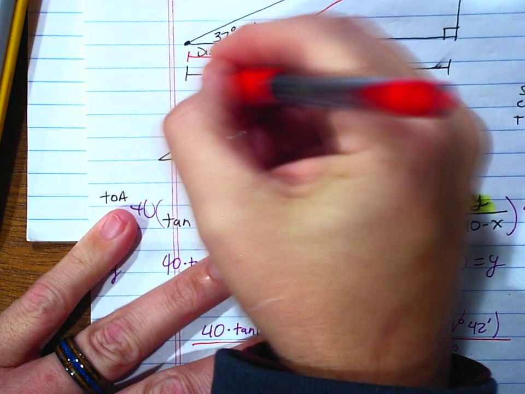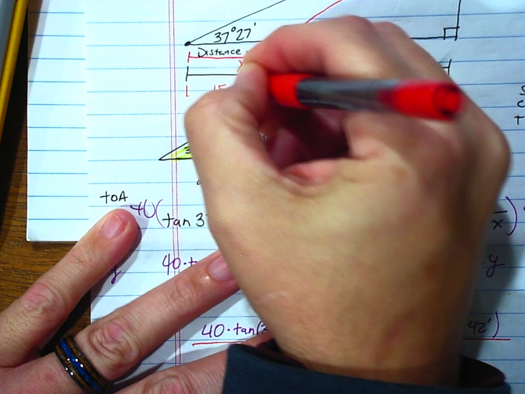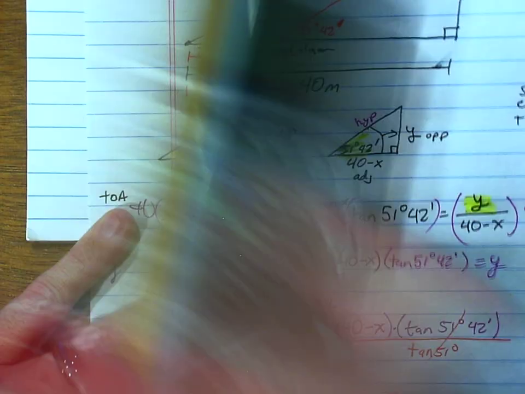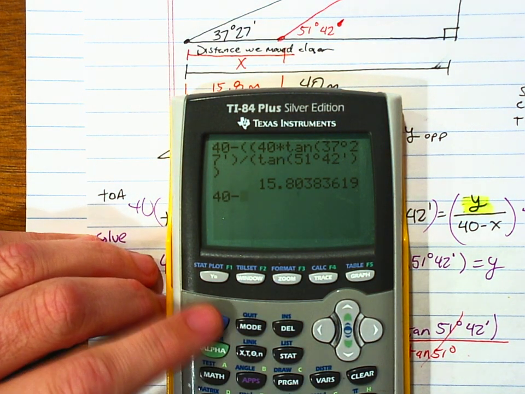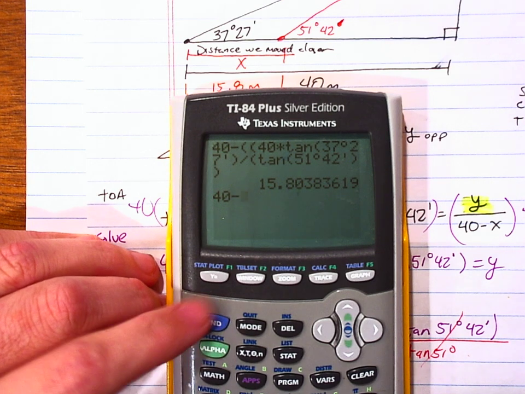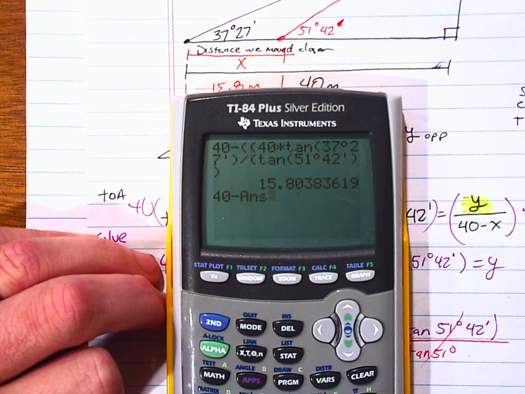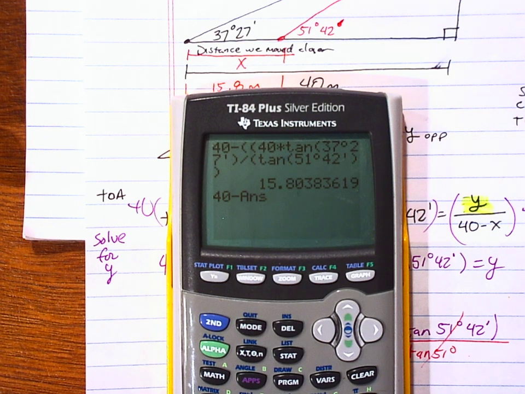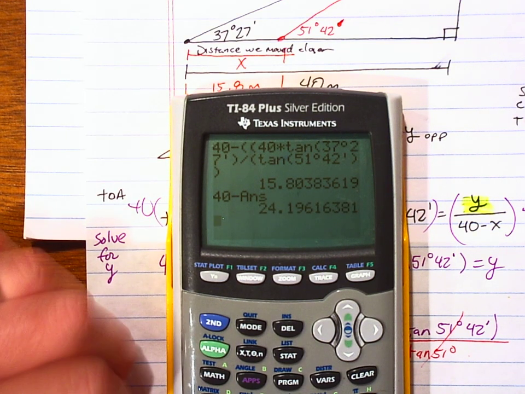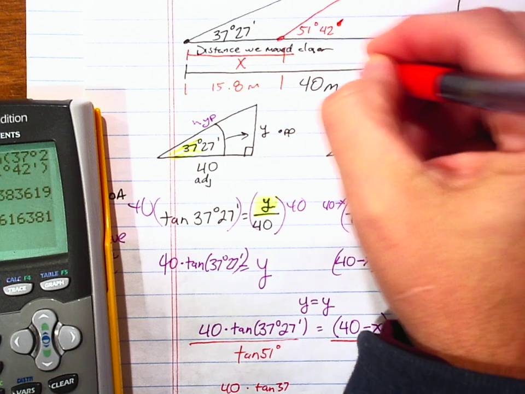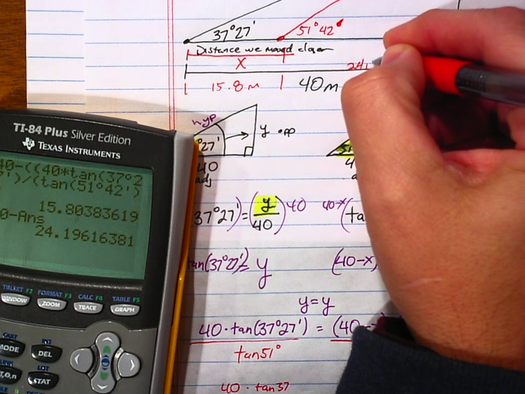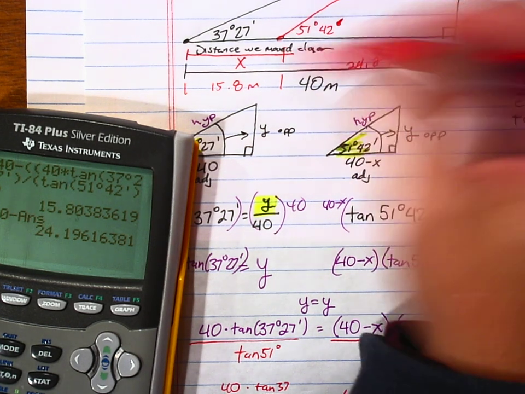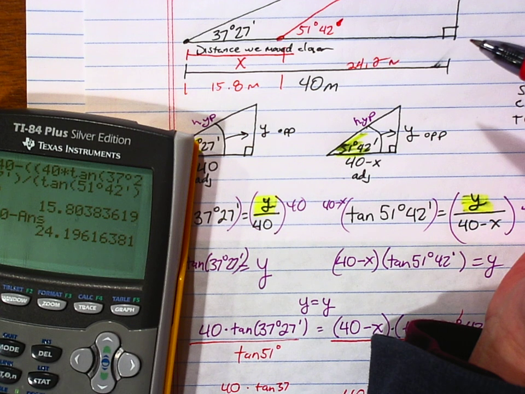If we go back to our picture, what that means is we have walked from here to here, 15.8 meters. And another question they can ask is, how far away from the tree are you? All you have to do is take 40, which was the original distance, and subtract off the answer, 15.8. And so now this is just going to be 24.2 meters. And so now we can see what these distances actually are.